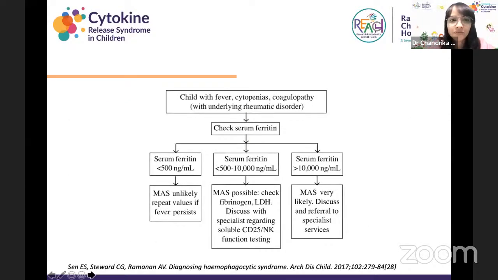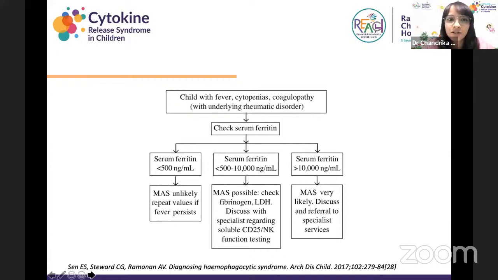And this illustration, I think, still holds very good, which was laid down by Dr. Ramanan's team: if you see a child with fever, cytopenias, and coagulopathy, please check serum ferritin levels as baseline. In India, this is very easily available, not very expensive. And if the serum ferritin is on either end of the spectrum, less than 500 or more than 10,000, your diagnosis is pretty straightforward: less than 500, MAS is unlikely.